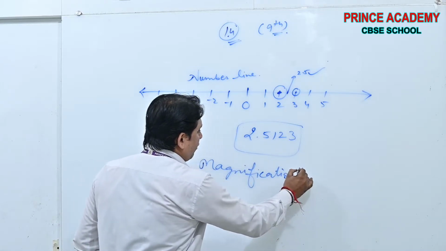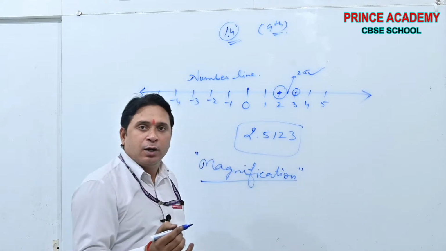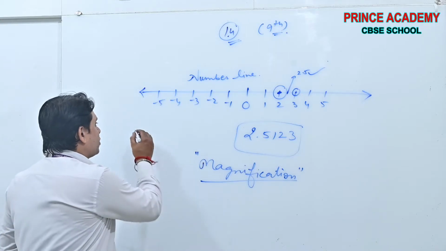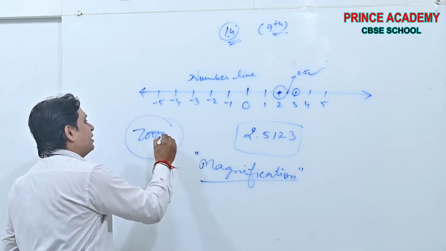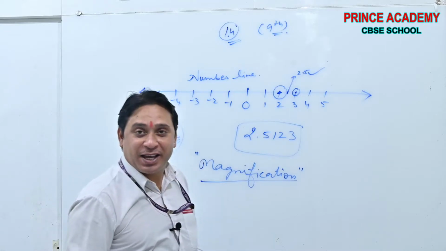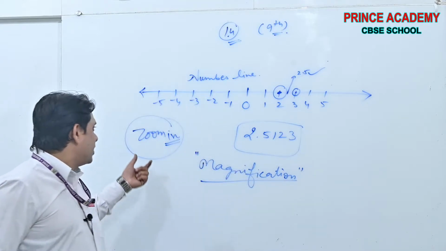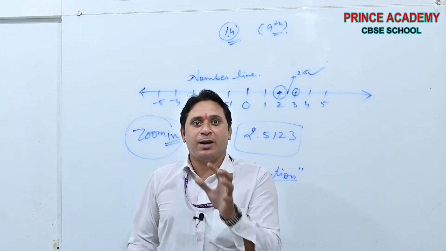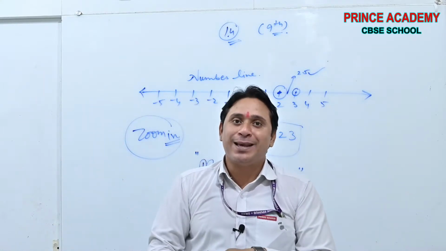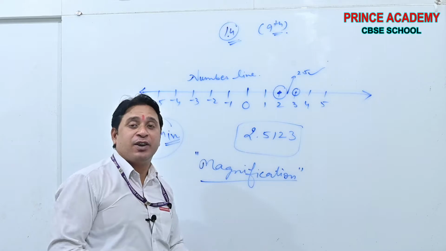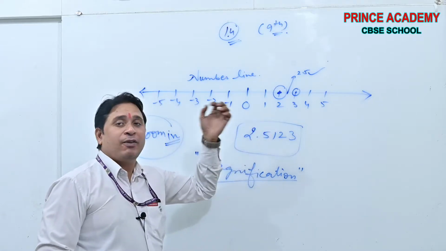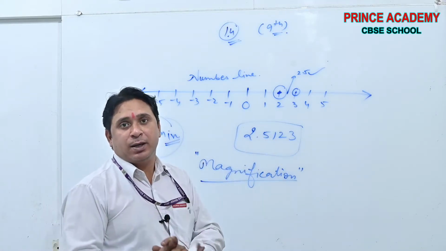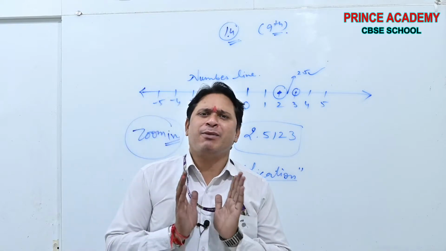What do you mean by magnification? To magnify means, you all are using mobiles nowadays. You can say zoom in. Nowadays everyone is a selfie expert. Zoom in, or you can say magnification. Something is a little bit and you are showing it so much bigger. This is magnification. We will understand the concept of magnification of a point on the number line very simply. Just remember one thing.